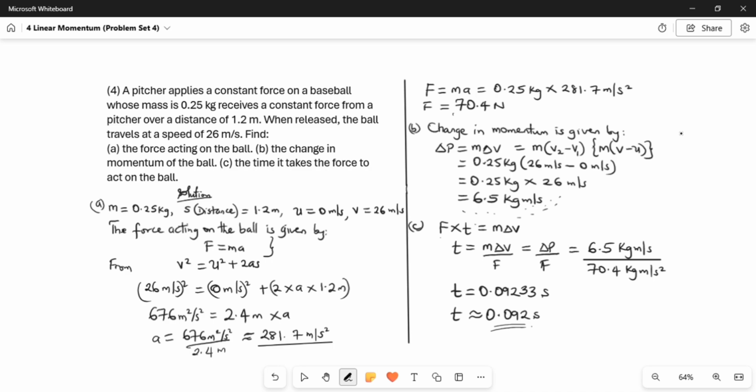So when we solve further, we're going to arrive at 0.09233 seconds, which approximates to 0.092 seconds to 3 decimal places. So it takes 0.092 seconds for the force to act on the ball.